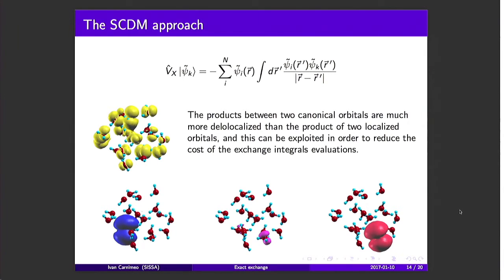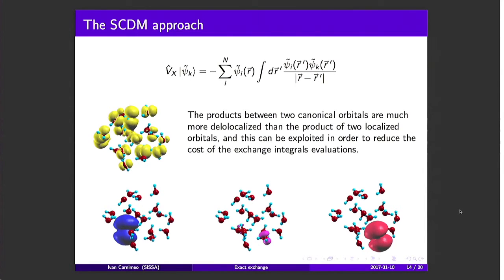localized functions. The point is that the product of two canonical orbitals appears something like this. So even on a cluster composed of water molecules, which has a high fragmentation, two canonical orbitals are usually spread around all the cluster. So the product is spread around all the simulation box. Otherwise, with the SCDM localization, the orbitals appear like these, like those. So the product is much more localized.